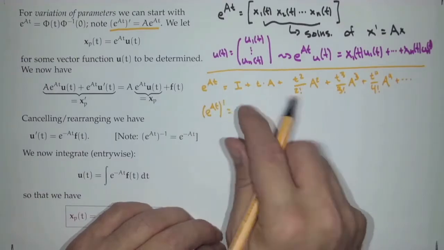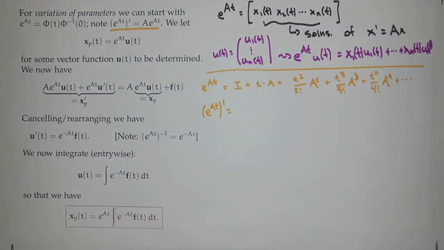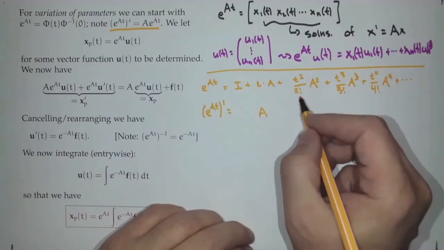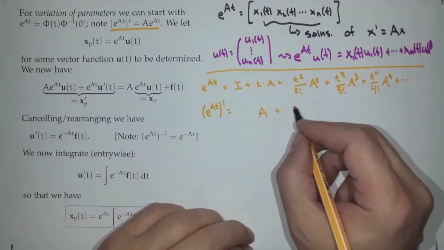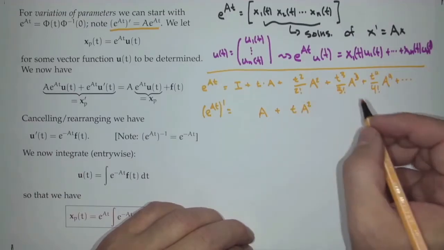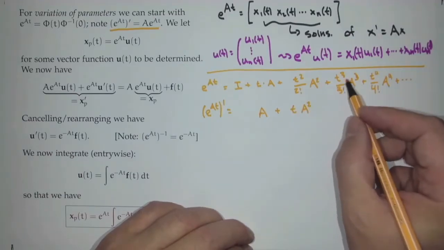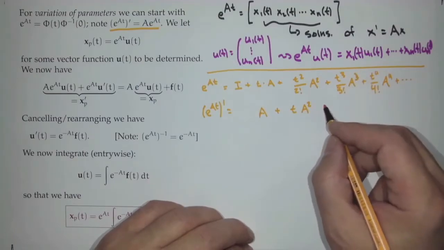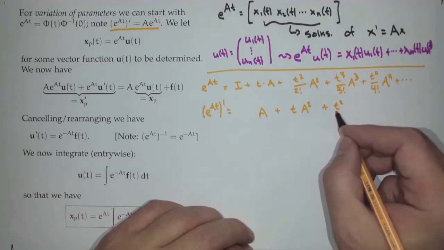So what's the derivative of the identity matrix? 0. Why? Because it's a constant. There's nothing changing. There's no t attached to it. How about the derivative of t times a? A. Derivative of t squared over 2 factorial times a squared becomes t times a squared. T cubed over 3 factorial times a cubed, the derivative of that is t squared over 2 factorial, times a cubed.